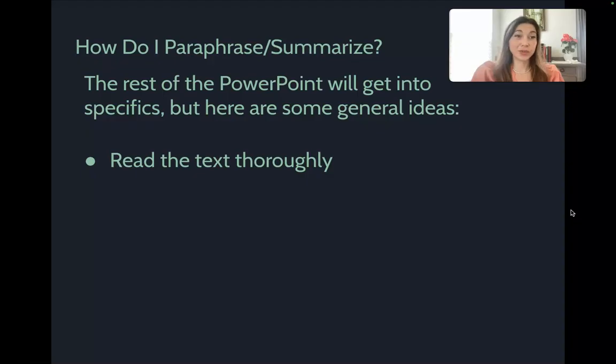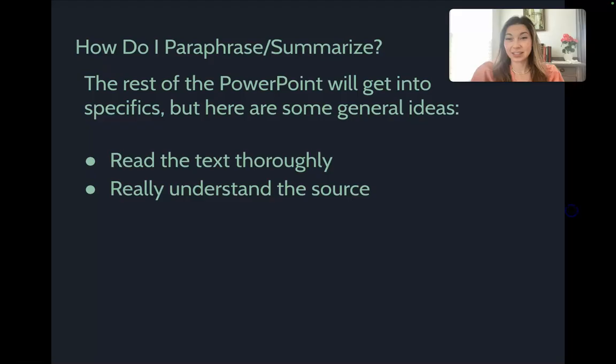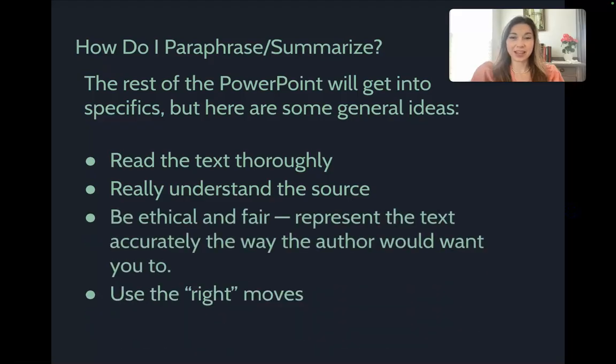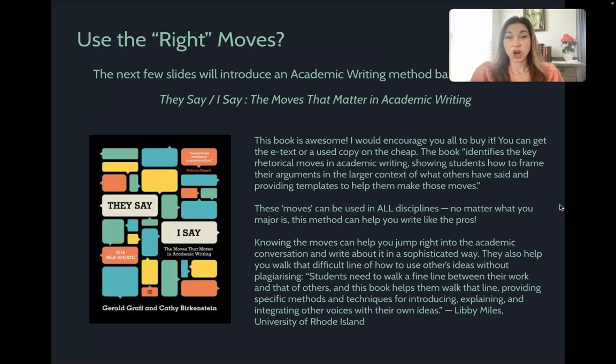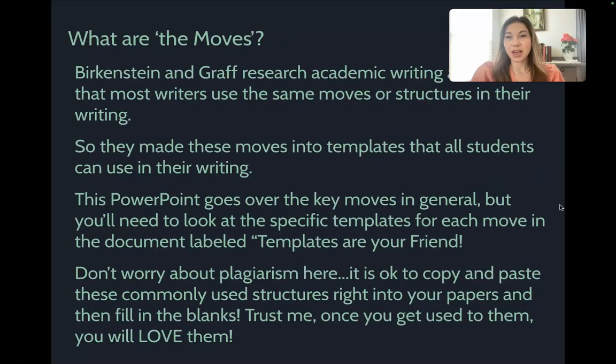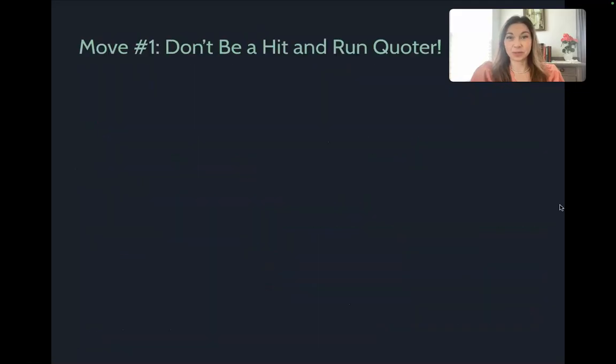So first you need to read your texts thoroughly and make sure you understand what they're saying, and then represent the text in a way that the author would want it to be used. So one thing you can do is use some of these templates in your writing. This comes from the They Say, I Say book. That can be really, really helpful. And what these templates do, go over how to set up the ways that we bring in our sources.